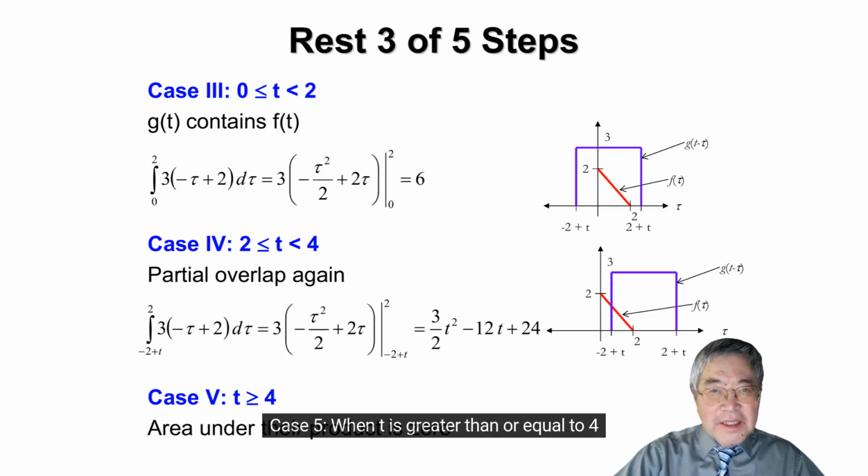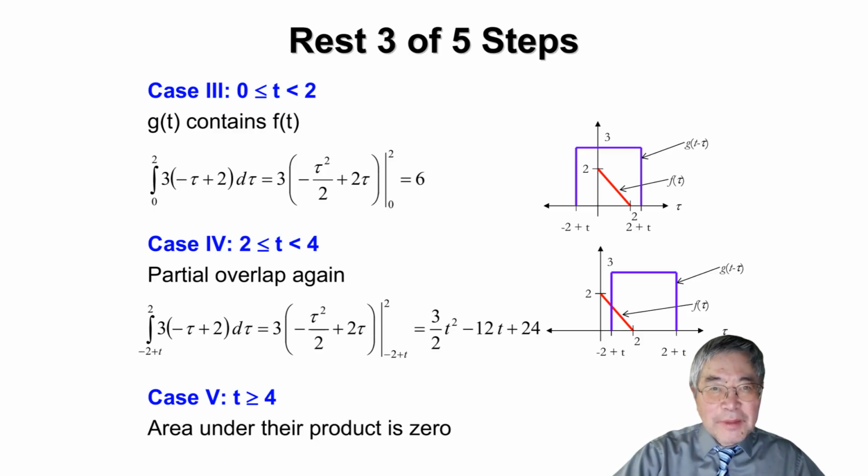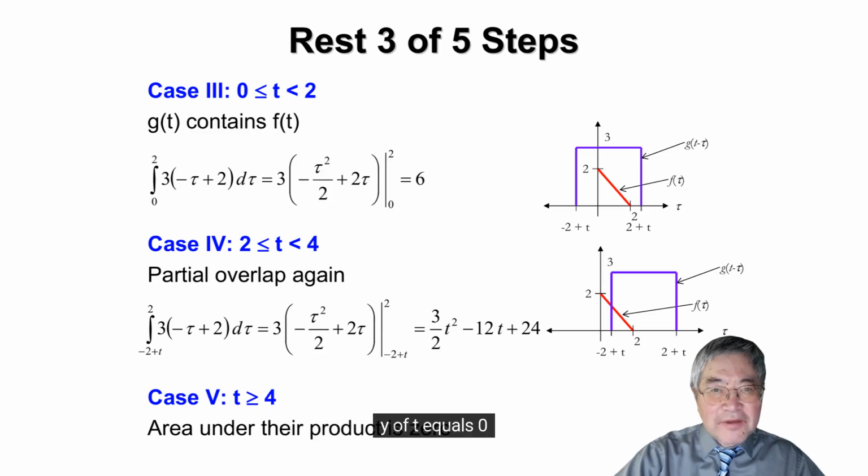Case 5, when t is greater than or equal to 4. At this point, g of t minus tau is completely moved past f of tau. There is no overlap between the two functions, so the convolution result once again becomes y of t equals 0.